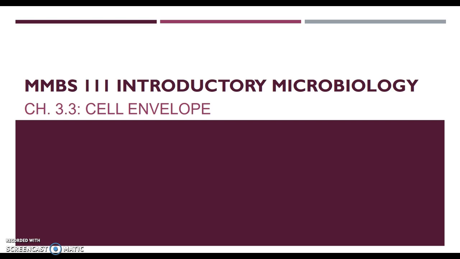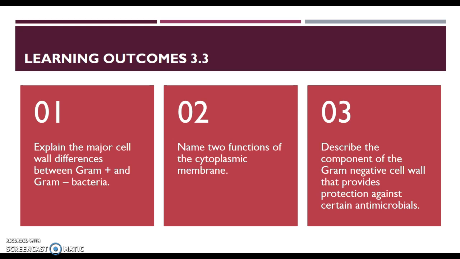This mini lecture is going to cover content from section 3.3, particularly about the cell envelope. There are 3 learning outcomes that you should be aware of as you work through this mini lecture. First, be able to explain the major cell wall differences between gram-positive and gram-negative bacteria. Name 2 functions of the cytoplasmic membrane, and describe the component of the gram-negative cell wall that provides protection against certain antimicrobials.